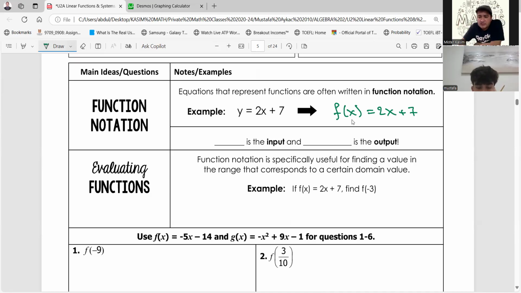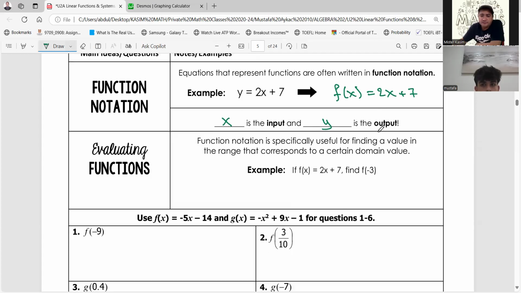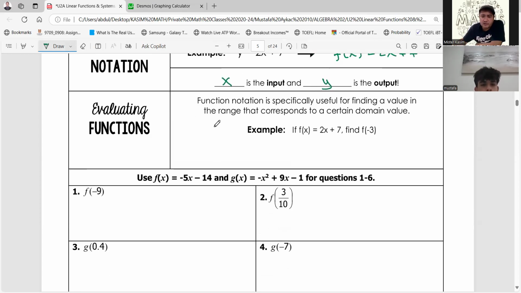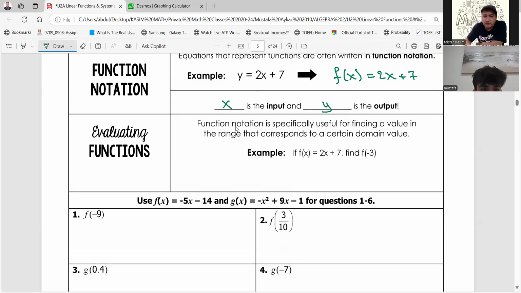Number two, I can see that the independent value is x, and I can see easily at what value I am evaluating the function. So here, what is x? X is the input, and y is the output value. Okay, x is input, y is output. So can you read this part? Evaluating functions. What do we do to evaluate the value of the function? Read this. Function notation is specifically useful for finding a value in the range that corresponds to a certain domain value.